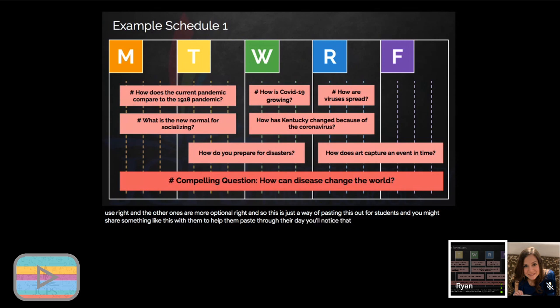You'll notice that on Friday, there's not much, right? There's an overlap, and it's because Friday would be really about pulling together all of what they've learned to be able to answer that summative performance task as it relates to the compelling question.